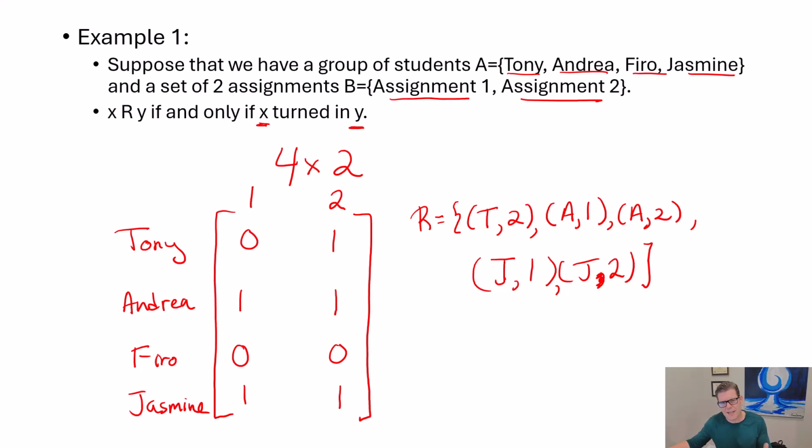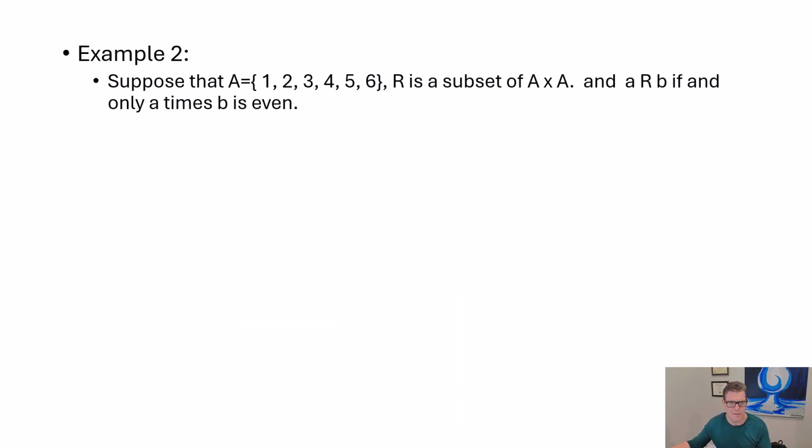That kind of gives us a relationship between that set, the ordered pairs, the Cartesian pairs, and how we write the array. Let's take a look at another example. Let's suppose that we have a set A, which is equal to 1, 2, 3, 4, 5, and 6, and that R is a subset of A cross A. And our relation ARB, if and only if A times B is even.